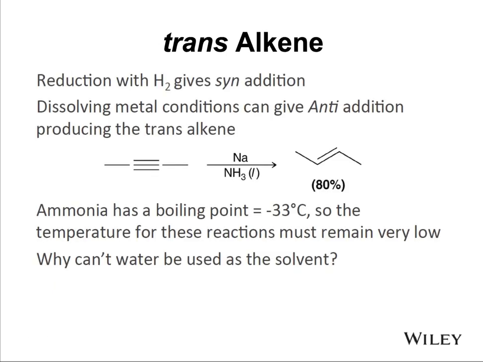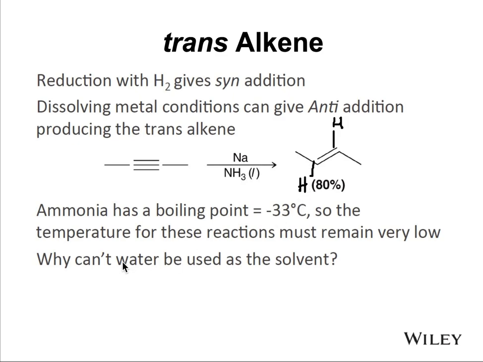But if we want to get the trans alkene, we have to use another set of different conditions, and that is by using sodium in ammonia, in liquid ammonia. And so I'm going to let you think why water cannot be used here as a solvent. You may be aware that sodium reacts very, very strongly with water, so that's the reason why. So when we treat the triple bond with sodium and ammonia, we get the anti-addition of the two H's. So we will get one H here and then the other H here.